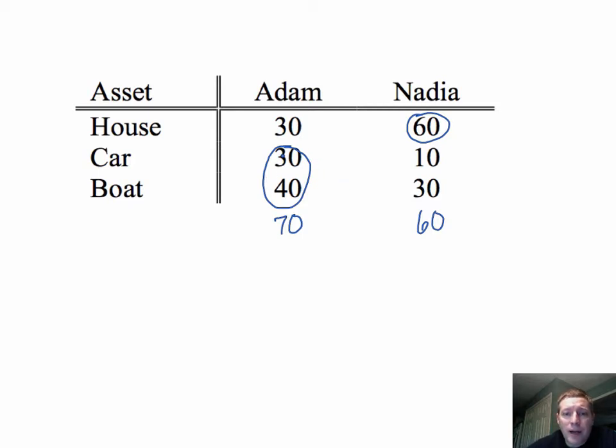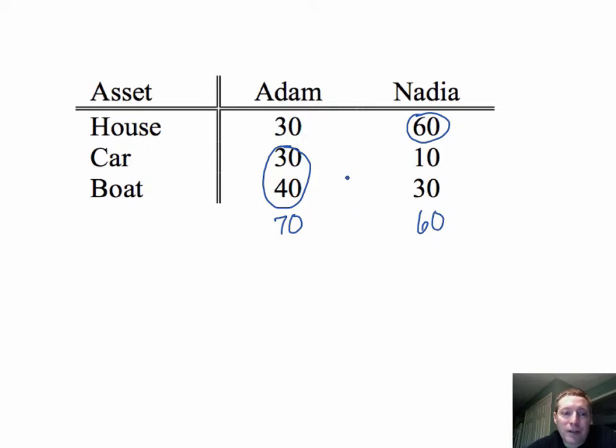Adam right now has the car and the boat. To make it fair then, we have to give part of the car or part of the boat to Nadia, which seems a little impossible. How do you give part of a car or part of a boat away? Well, one answer to that is the mathematicians don't have to worry about that. We just have to do the numbers. Then we would let maybe a lawyer or maybe Adam and Nadia can figure out how to do that.